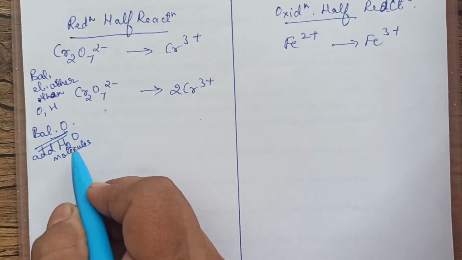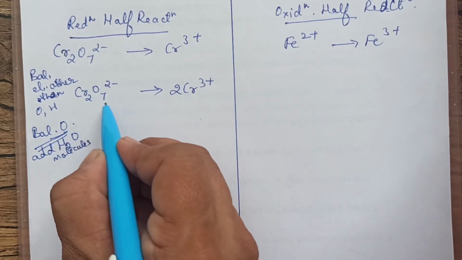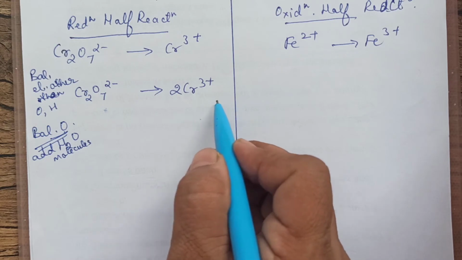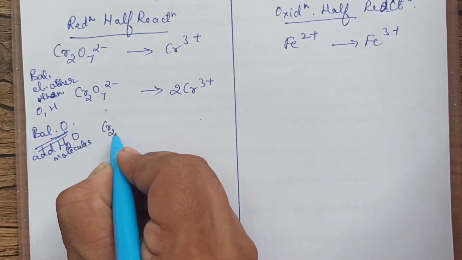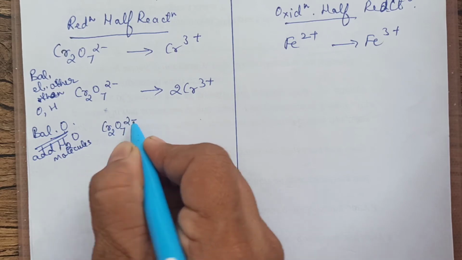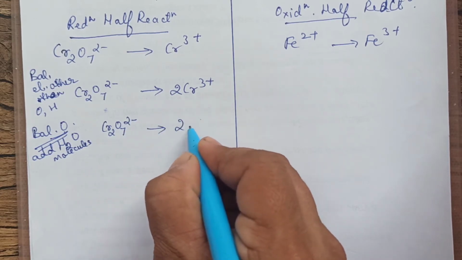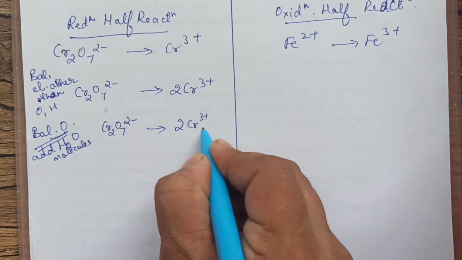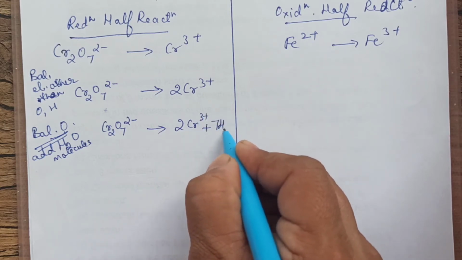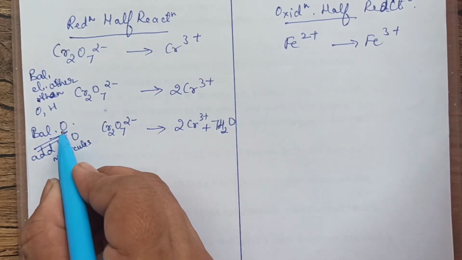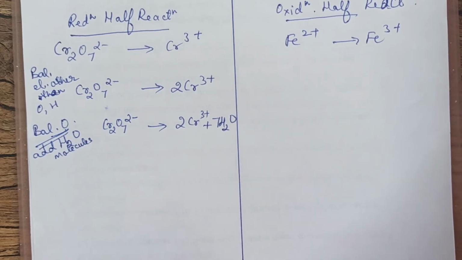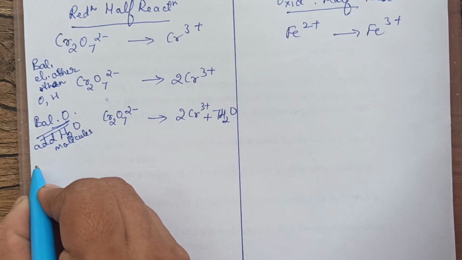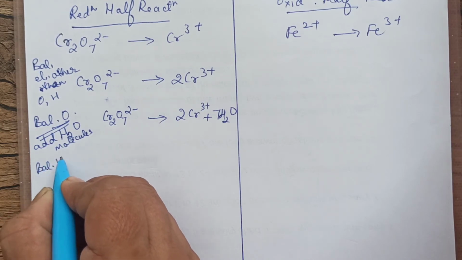By adding the desired number of water molecules. So you have 7 oxygens, and no oxygens on the right hand side. So 7 water you are going to add on the right hand side. So you will write Cr2O7 2- forms 2 chromium ion plus 7 water molecules. As many oxygens are less, that many water molecules you add. Clear? Next, after this you have to balance hydrogen.